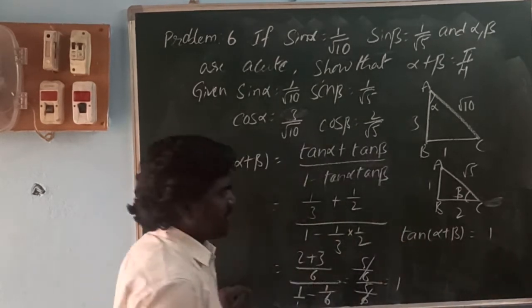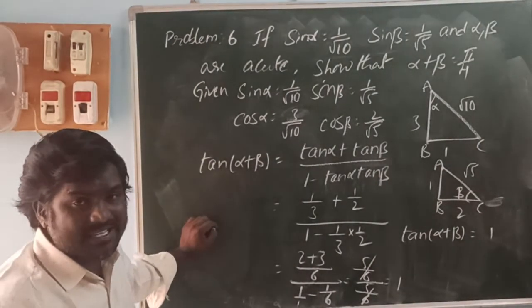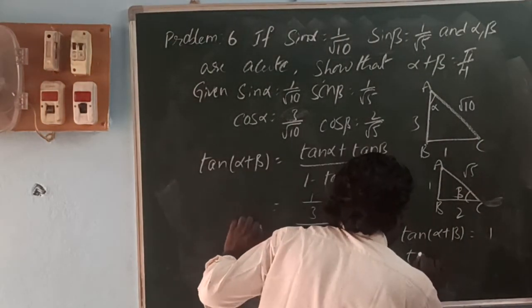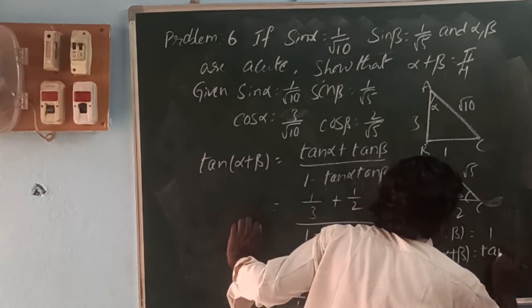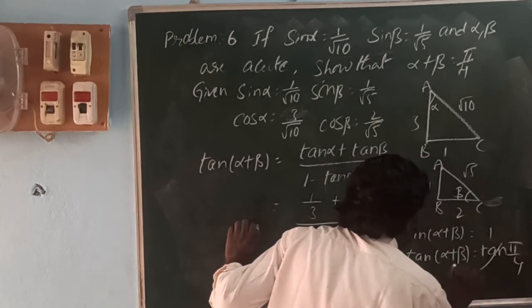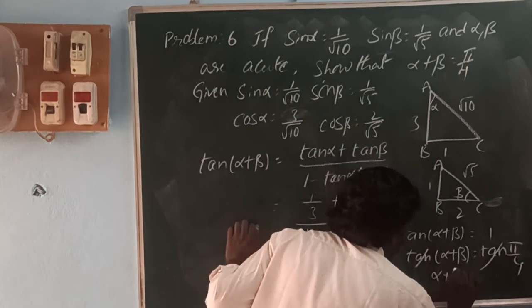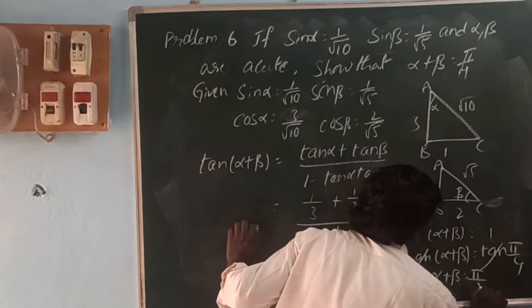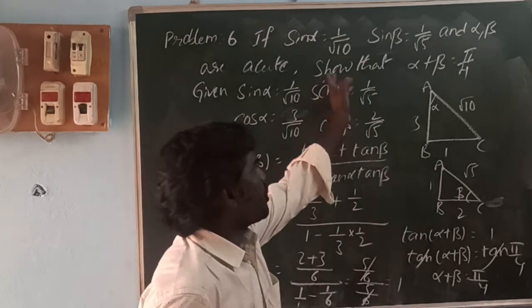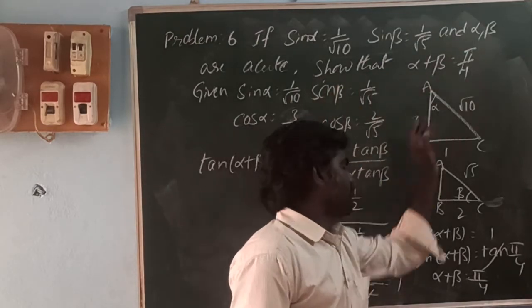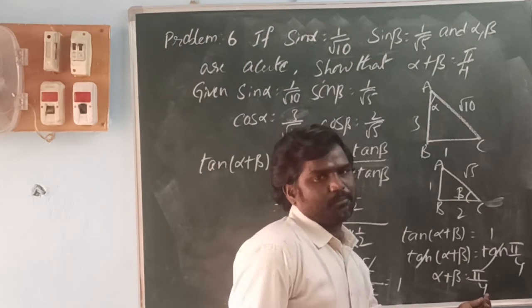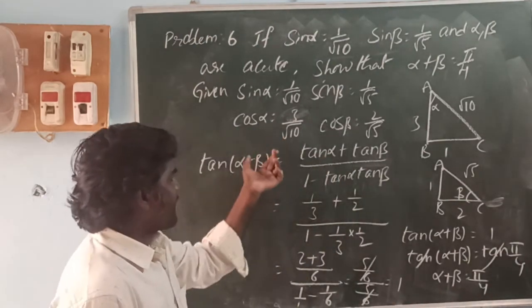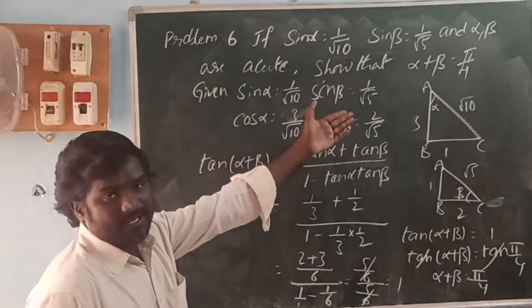In the tan ratio, which angle gives 1? That is pi by 4. So here tan of alpha plus beta is equal to tan pi by 4. So the tan ratio cancels. That is alpha plus beta is equal to pi by 4. So they are asking to show that alpha plus beta is equal to pi by 4. Therefore, hence proved. How can you prove? By taking the tan ratio on the left side.